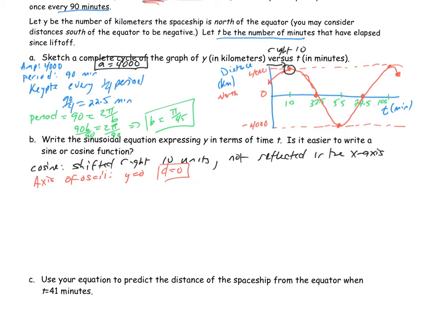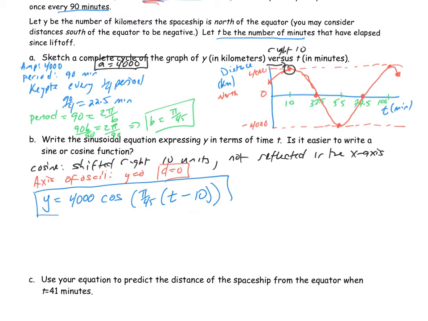I already chose the information for cosine, so let's go ahead and write the equation for cosine. So we're going to have y is equal to the amplitude, 4,000 cosine, and then B is pi over 45. But then we want to have B factored out, so we're going to say t minus 10 because this function is shifted right 10 units. D is 0, so that's all that we need to write for the cosine function.